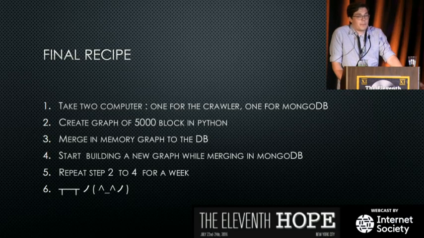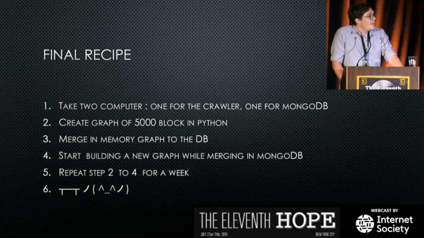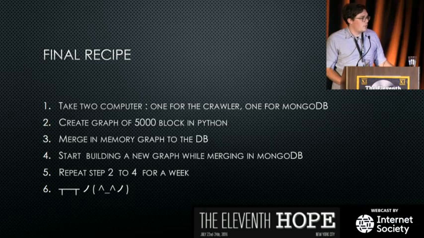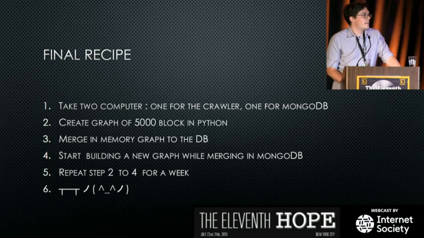One for the crawler in Python, one for hosting the Mongo database. I create a partial graph of 5,000 blocks in Python. I merge it into the big graph that is in the DB. And while it's merging the data into the full graph in the DB, I start building the new graph in Python while it's still inserting in the DB. And I repeat steps 2 to 4 for a week at least.